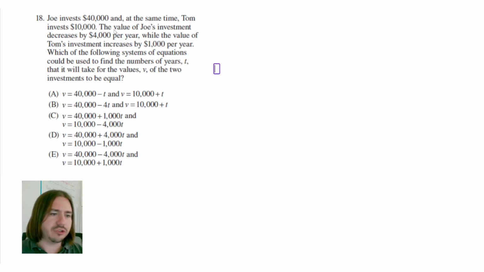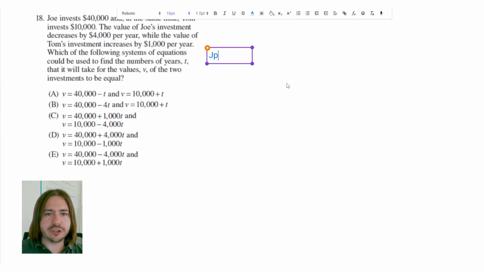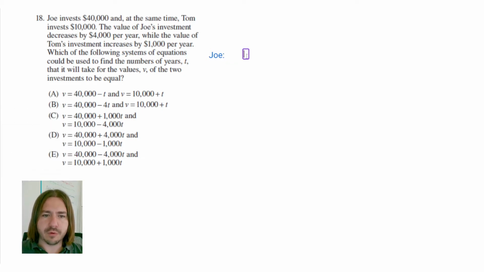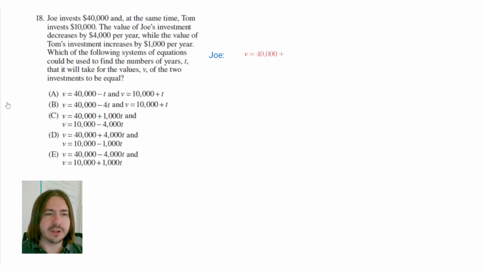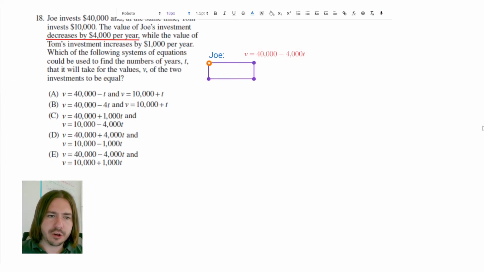So if we're talking about, let's start with Joe. Our good friend Joe starts with $40,000. So if V represents the total value, we're going to write our equation as V equals the $40,000 that he starts with, minus, because it's decreasing by $4,000 per year, we're going to not add, but subtract 4,000 for each year. Now, the way we represent the whole per each year thing is we multiply that by T, which in this case is representing the number of years. So this would be your equation for Joe.